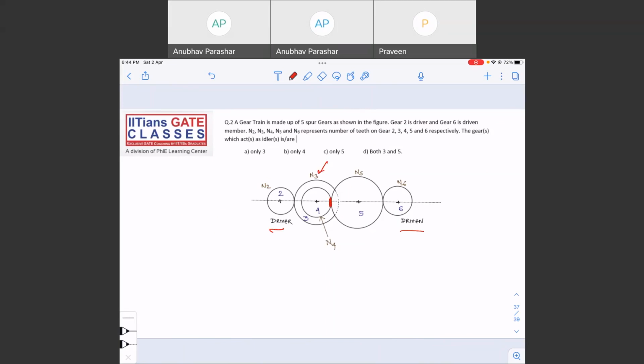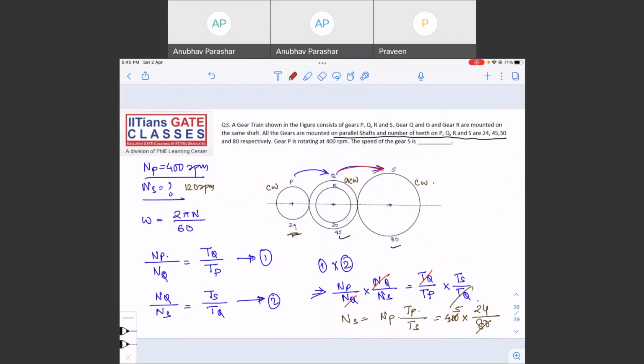But if you see gear number 5, it is connected to two sides, it is connected to 4, and it is also connected to 6. So what is gear 5 doing? It is taking power from 4 and it is delivering to 6. So what is gear 5? Gear 5 is idler. So this is again a question from GATE, if asked in GATE.